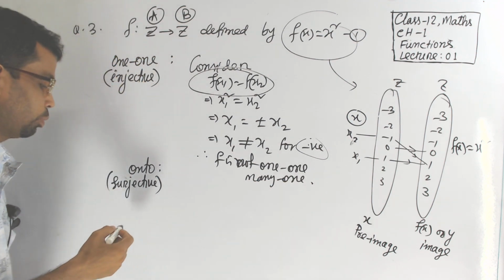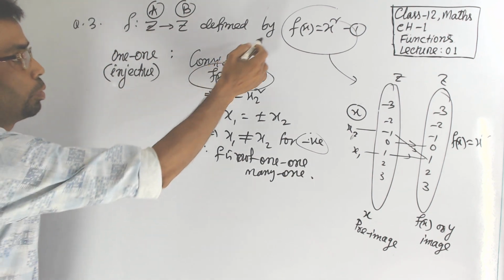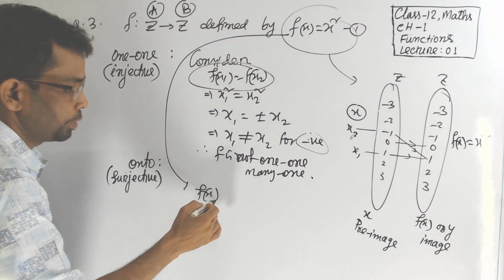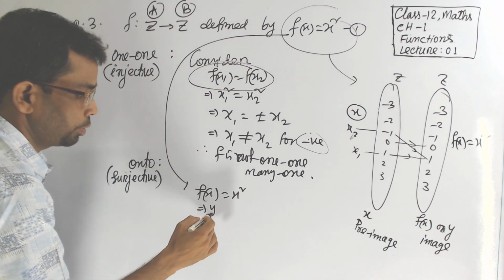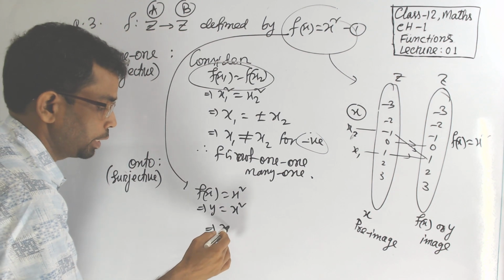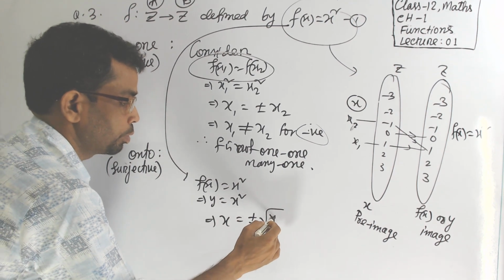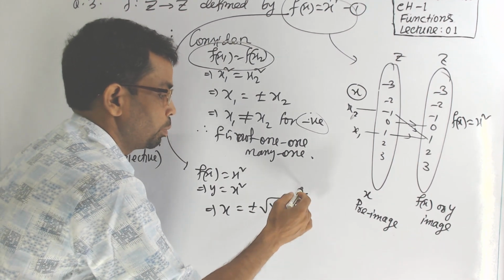And we are going to check for onto also. For onto, we take the function f(x) = x square. f(x) is denoted by y, so y is x square, and we will write x in terms of y, so it will be plus minus root y. Now it will not belong to Z.